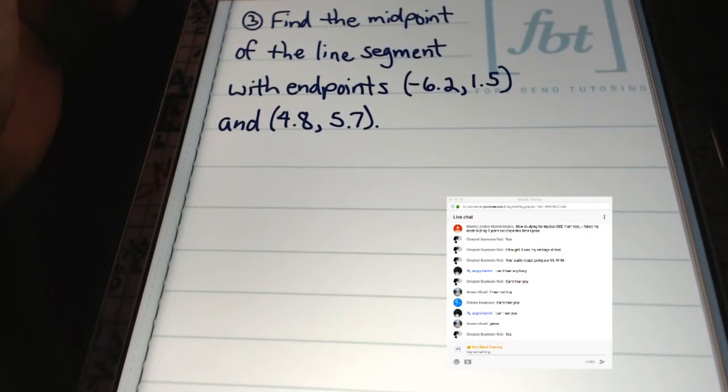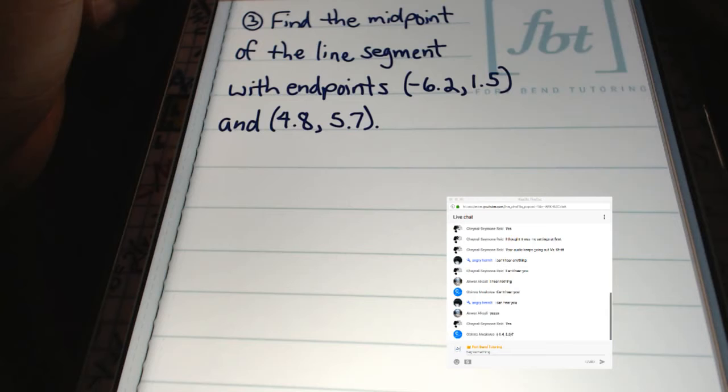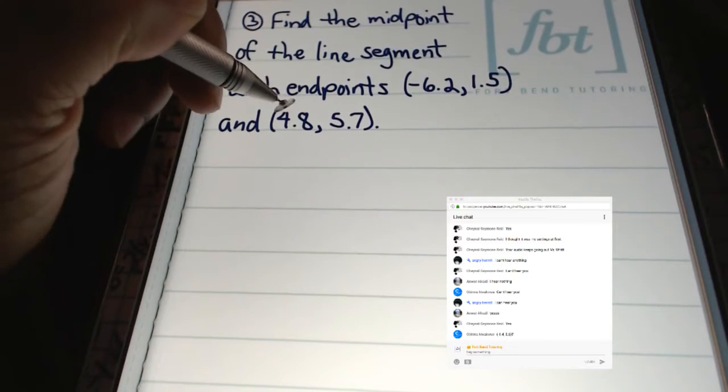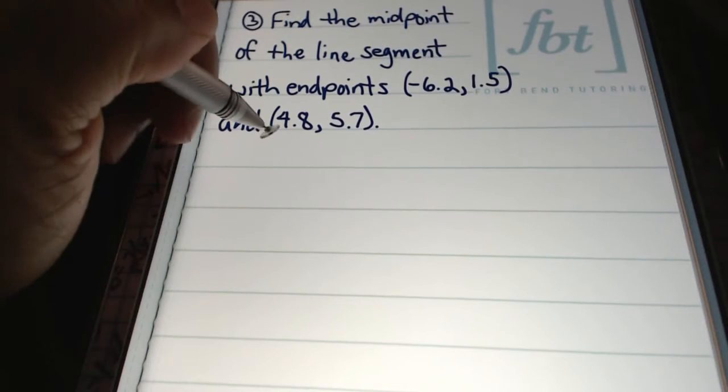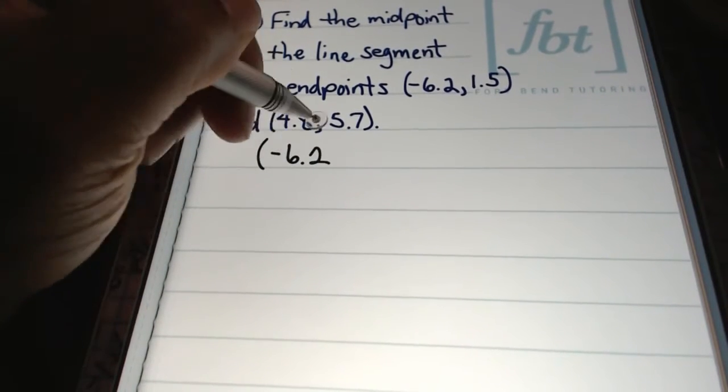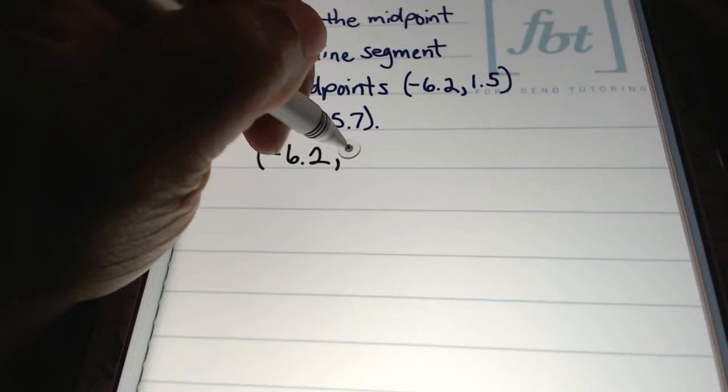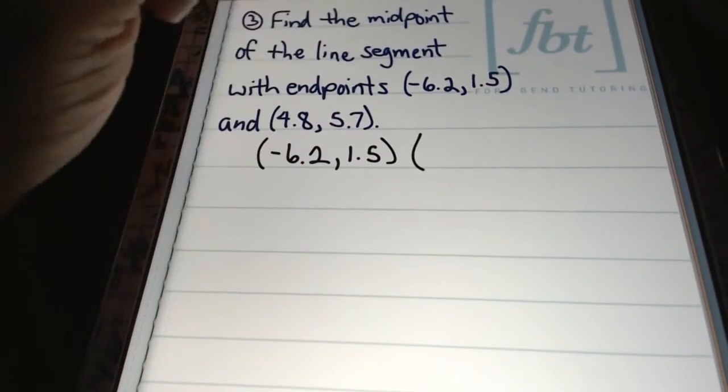Let's keep it pushing. We have problem number 3 here. They want us to find the midpoint of the line segment with endpoints (-6 and 2/10, 1 and 5/10) and (4 and 8/10, 5 and 7/10). We're going to start with labeling these points. So we'll have -6 and 2/10, 1 and 5/10. The other point is going to be 4 and 8/10, as well as 5 and 7/10.